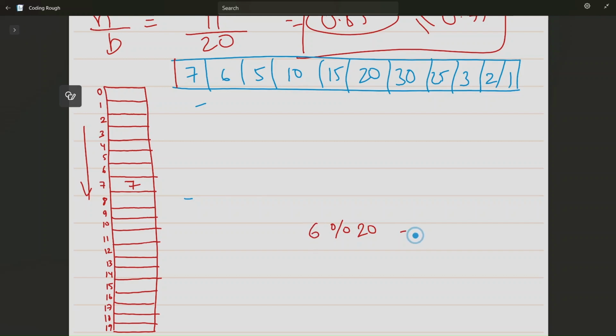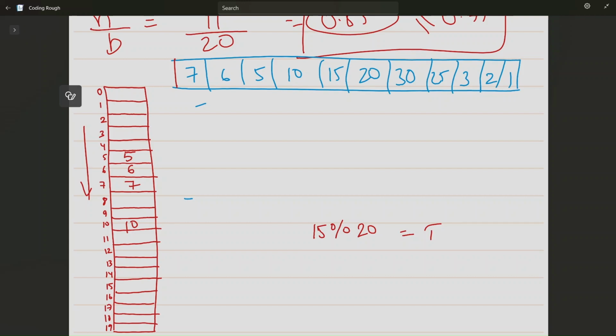Similarly, where will the 5 be stored? 5 modulus 20 is equal to 5. 5 will be stored here. Similarly, 10, where are we going to store it? 10 modulus 20 is equal to nothing but 10. So 10 will be stored here. Now 15 modulus 20 is what? 15. 15 will be stored over here.